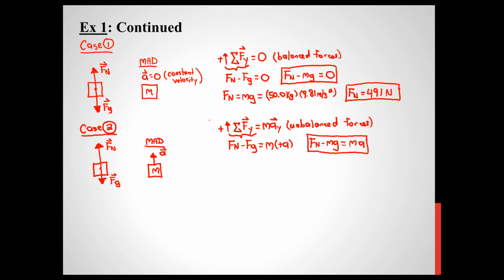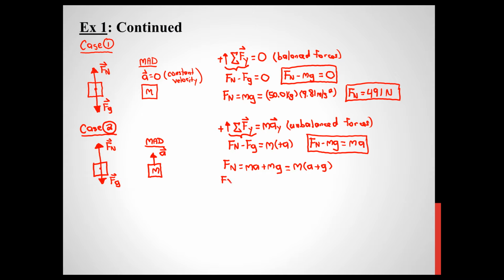To solve for the reading on the scale, isolate the normal force variable, which we do by adding mg to both sides. So you'd have Fn is then equal to ma plus mg. I want to simplify this a little bit so I have less numbers to sub in. Just factor out a common m, and then you'd be left with a plus g. And now we can plug our numbers in.